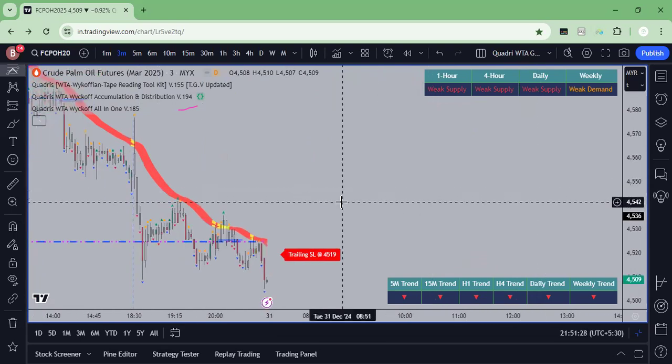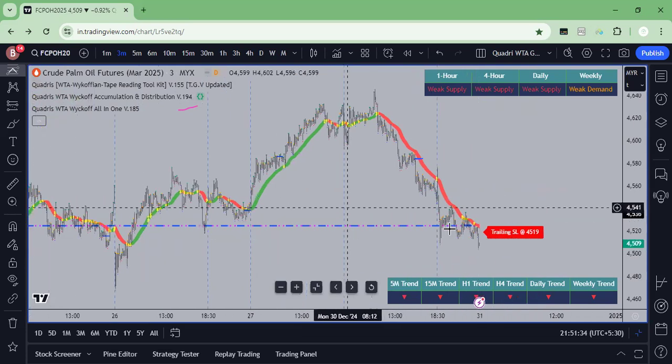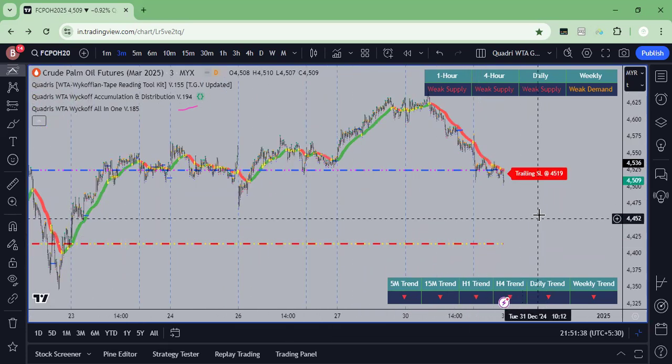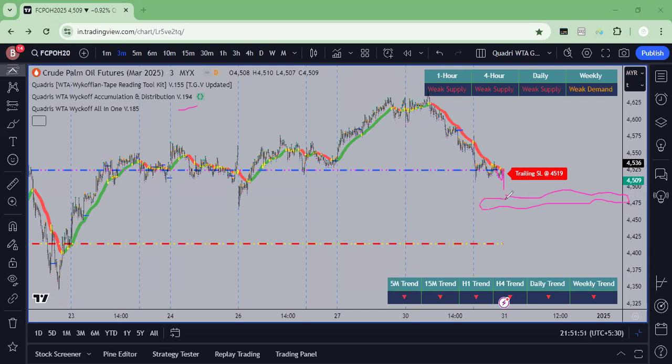And whoever is trading on FCPO, please keep me posted about it. I'd like to see price coming back to this particular level, 4450 something. If this is the case, then at least it should come up to this particular level, touch 475.